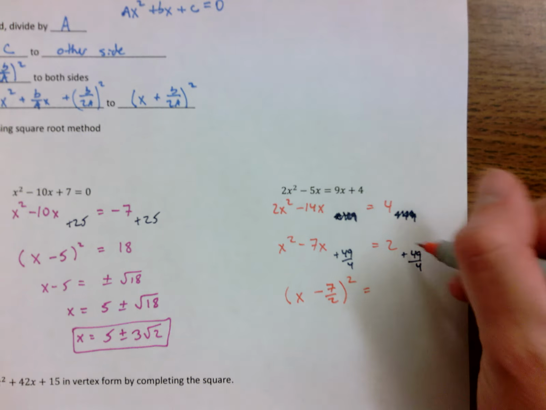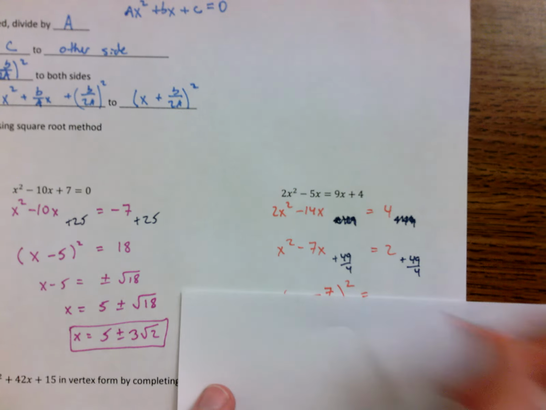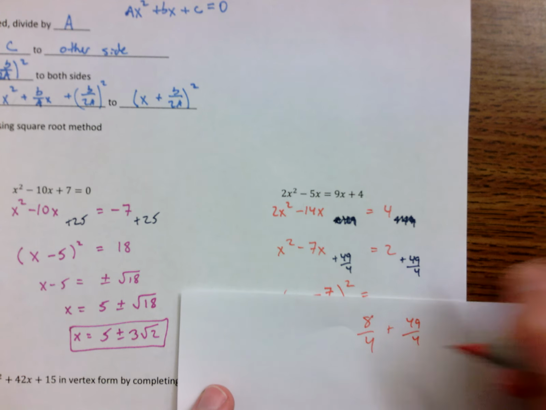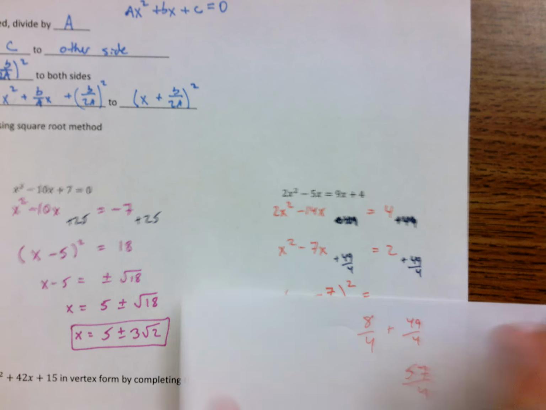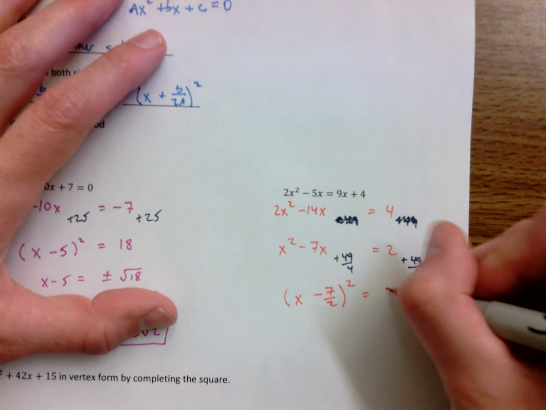Okay, and then on this side, 2 plus 49 over 4. So I know that 2 is the same thing as 8 over 4. Then I'm adding 49 over 4. So that's going to be 57 over 4. Okay, just doing a little bit of work in my head.